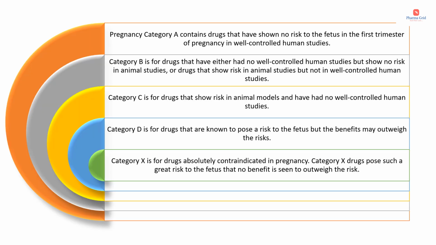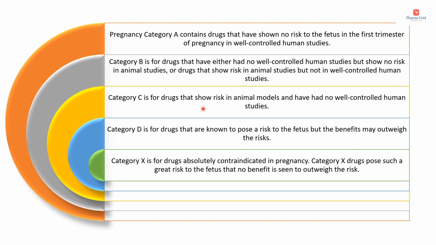Now let's see in detail what all are the pregnancy categories and their definitions. Pregnancy category A contains drugs that have shown no risk to the fetus in the first trimester of pregnancy in well-controlled human studies. That is, category A drugs are commonly considered as safe drugs to use in pregnancy. Then category B is for drugs that have either had no well-controlled human studies but show no risk in animal studies, or drugs that show risk in animal studies but not in well-controlled human studies.